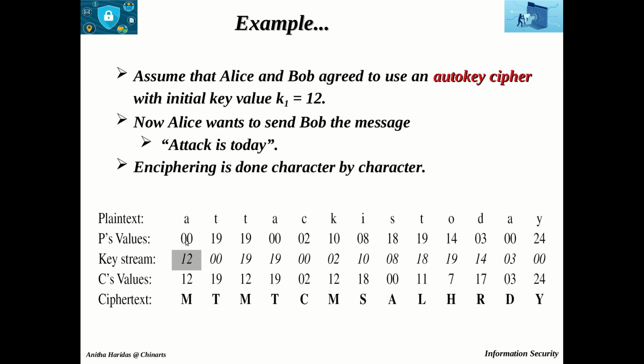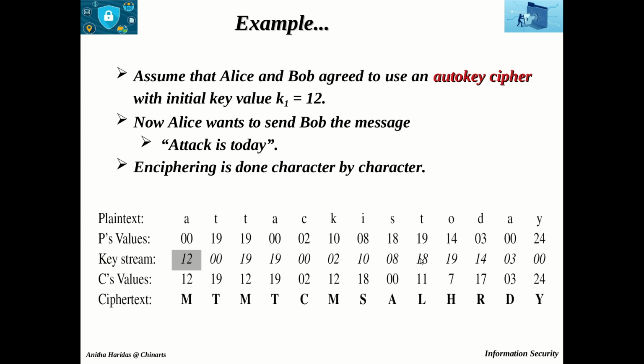So what happens? 0 added with 12 will give you 12. 12 mod 26 is 12. So 19 plus 0, 19. 19 mod 26 is 19. 19 plus 19 is 38. 38 mod 26 will be 12. This is again 19. 2 plus 0, 2 mod 26 will be again 2. 10 plus 2, 12. 12 mod 26. 18 plus 8 is 26. So 26 mod 26 will be 0.